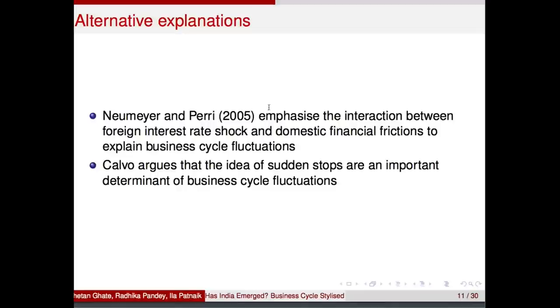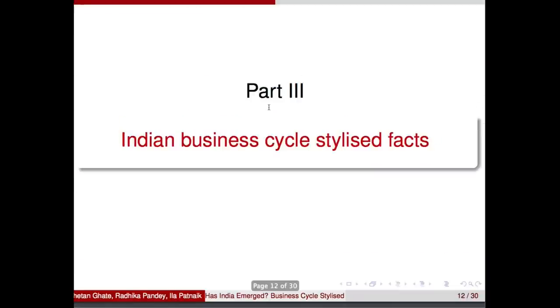In addition to the domestic financial market frictions and foreign interest rate shock explanation given by Neumeyer and Perri, Calvo argues that it is the sudden stops of capital flows that explain the business cycle fluctuations in developed and emerging economies.